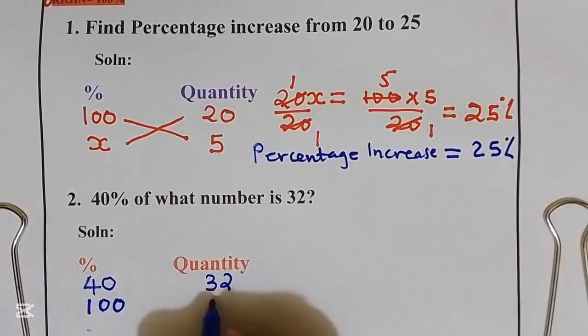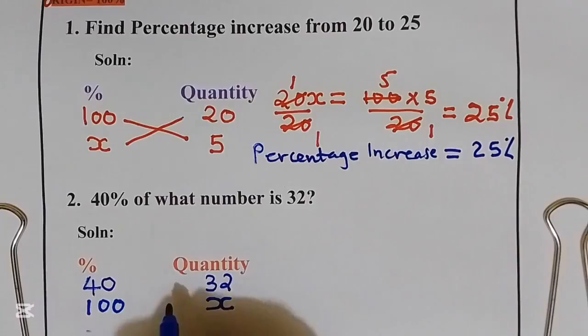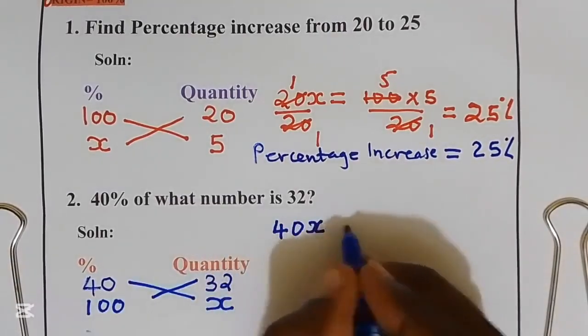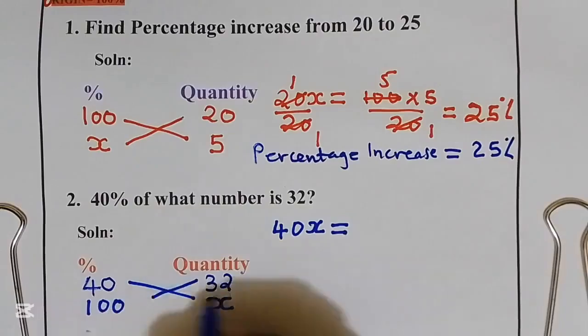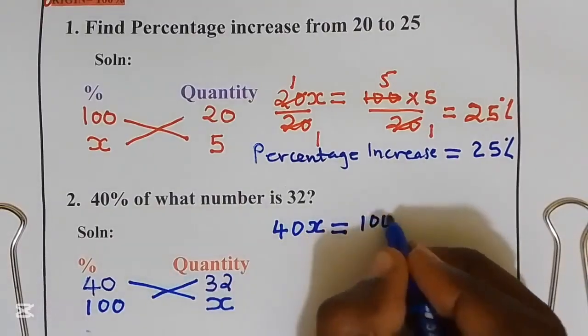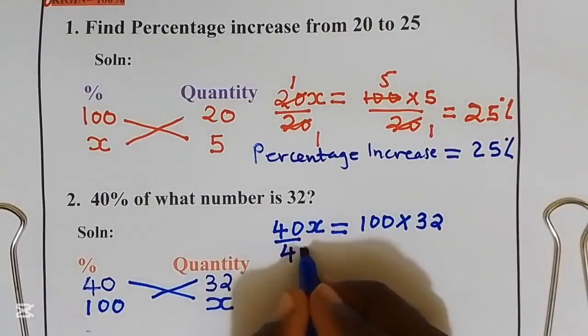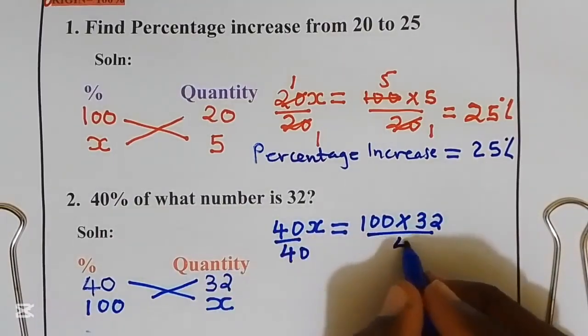100%, it takes what origin? I'm going to cross and multiply. x multiplied by 40. It's going to be 40x. This is equal to 100 multiplied by 32. I'll divide by 40, and here I'll divide by 40.